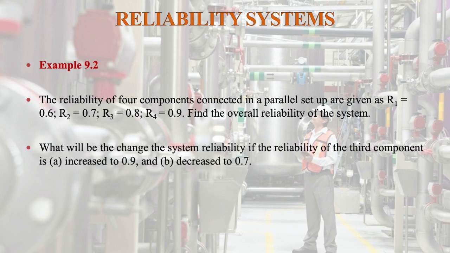What will be the change in the system reliability if the reliability of the third component is increased to 0.9 and decreased to 0.7? So this is similar to the series system. Here we are finding the parallel system.